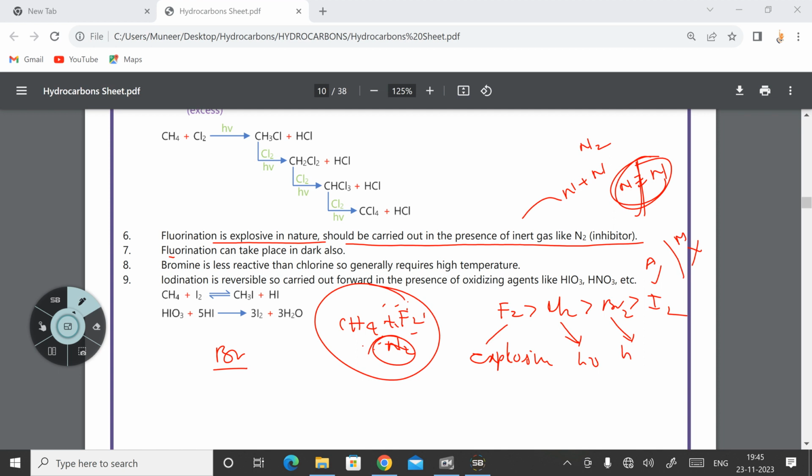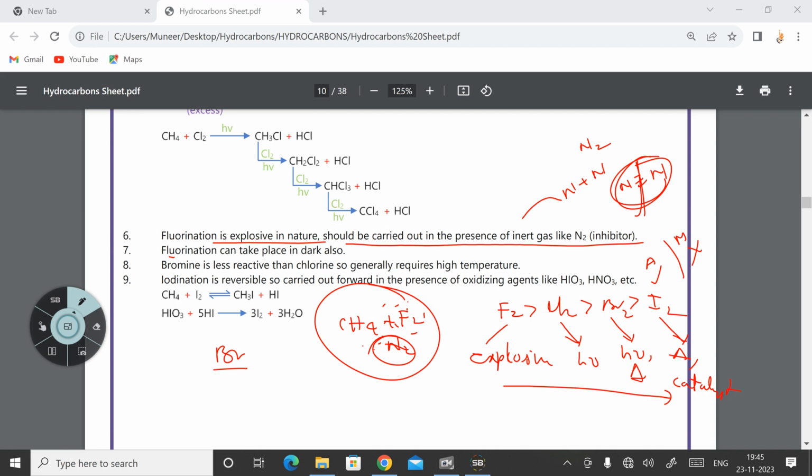Bromination takes place in the presence of sunlight and heat because bromine is less reactive. But for iodination, the reaction takes place in the presence of heat and a catalyst. Okay, that indicates the reactivity property of halogens. Fluorine is more reactive, and iodine is less reactive, so a catalyst is also needed.